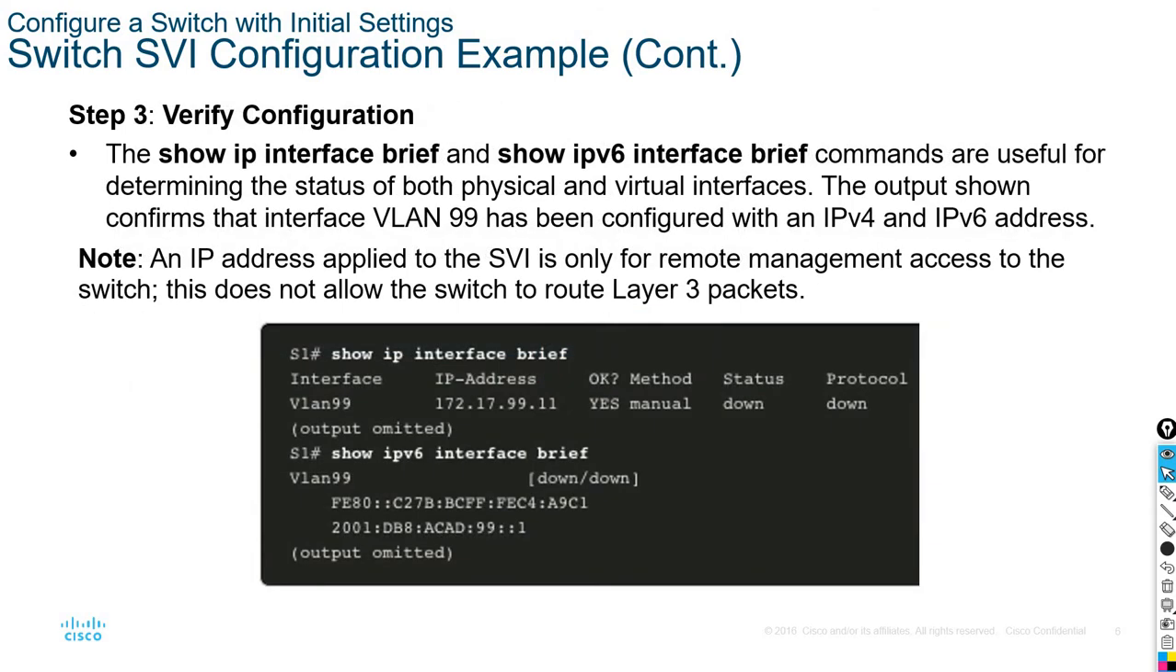To verify the configuration, we have the show ip interface brief and show ipv6 interface brief commands, which are useful for determining the status of both physical and virtual interfaces. The output shown here is for interface VLAN 99 configured with an IPv4 address as well as an IPv6 address. You can see both here.